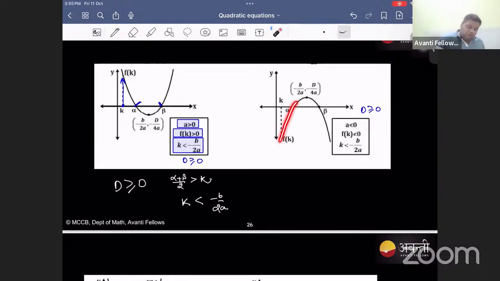Now if it is a downward opening parabola, definitely a is going to be negative, f of k going to be negative, minus b by 2a, average of roots again more than k, and d should be more than or equal to 0. We apply these four situations. See, a we will get to know. The question they will provide us. A you will get to know if a is positive or a is negative. So no issue with a.